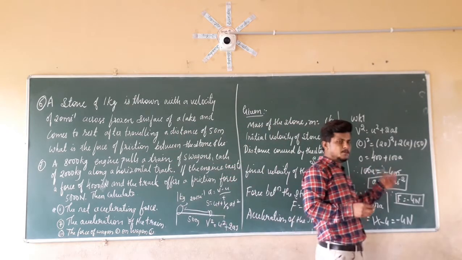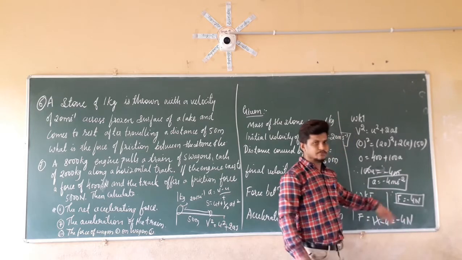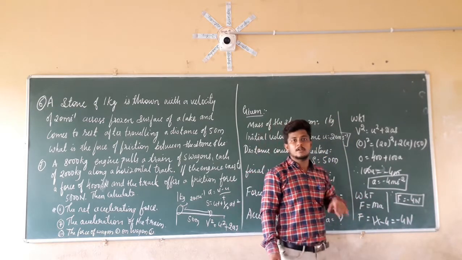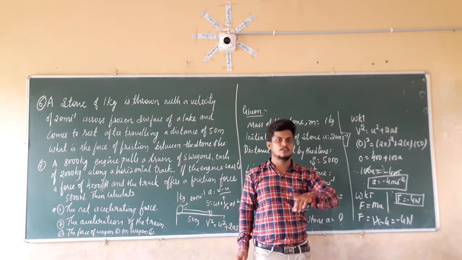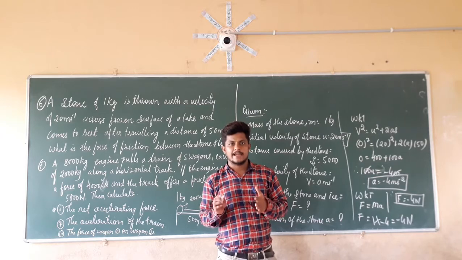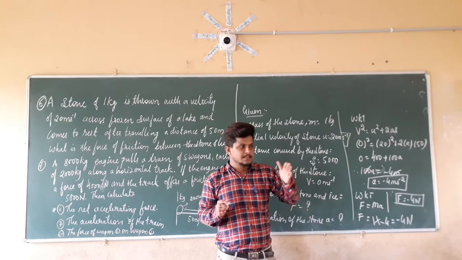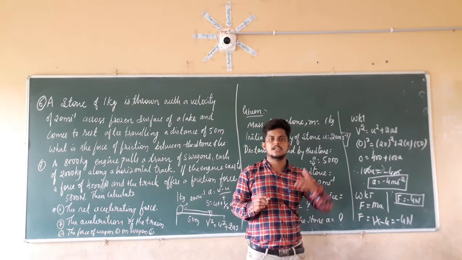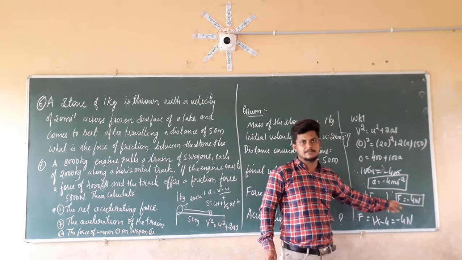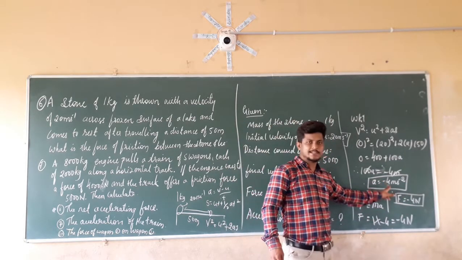Acceleration is in the opposite direction, and the force which is acting on the stone is also in the opposite direction. Why is it so? We already know that frictional force always acts in the opposite direction. If it is acting between two surfaces, the frictional force will be opposite to the direction of the motion. For that reason, we are getting the negative sign here. In the same way, for the acceleration also.